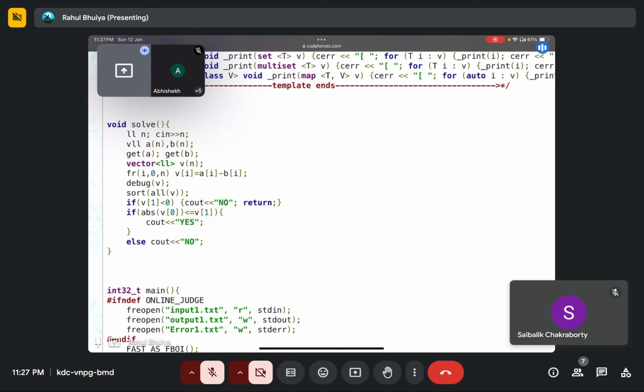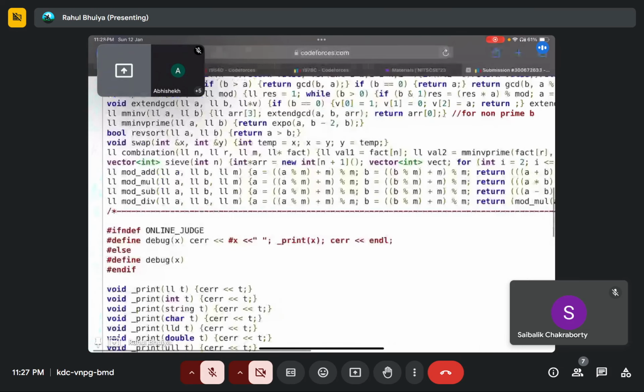And if the first element is lesser than the second, meaning the absolute value of the first element. The first element can be negative or positive. If it is positive, it is in sorted order, so it will be less than V of 1. And if it is negative, the absolute value may or may not be smaller than the second element. So if it is smaller, then there is a combination, and I'm printing yes. And if there is no combination, I'm printing no. So this was the program.